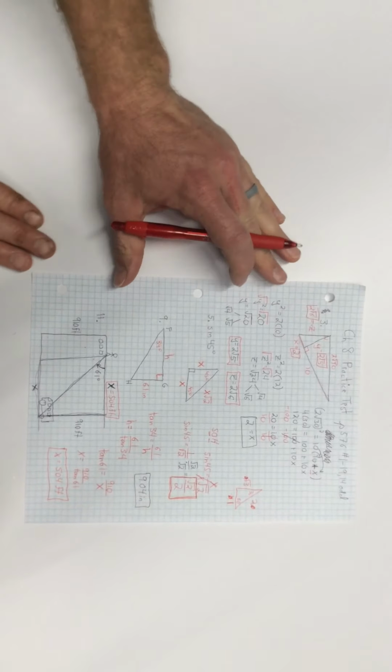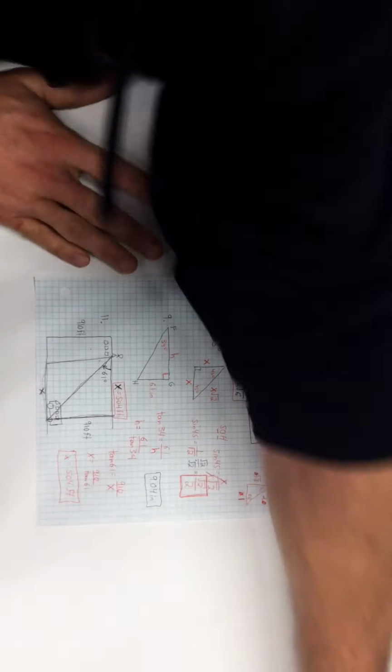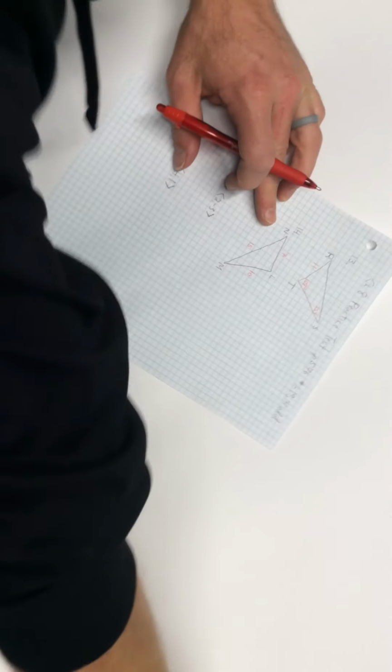Okay, so those are problems 3, 5, 9, and 11. I'm just going to switch paper here, and we're going to do a couple more. Practice our law of sines, cosines, and then our vectors.